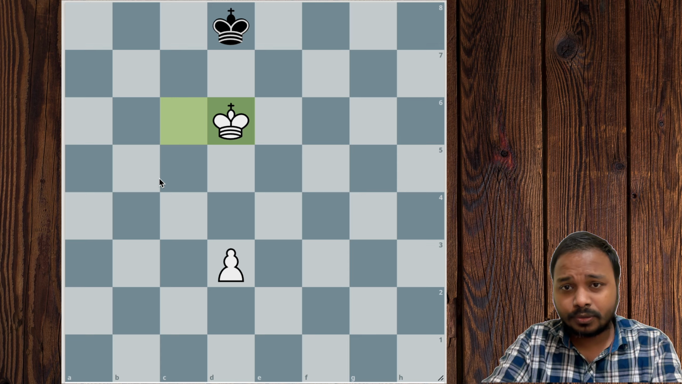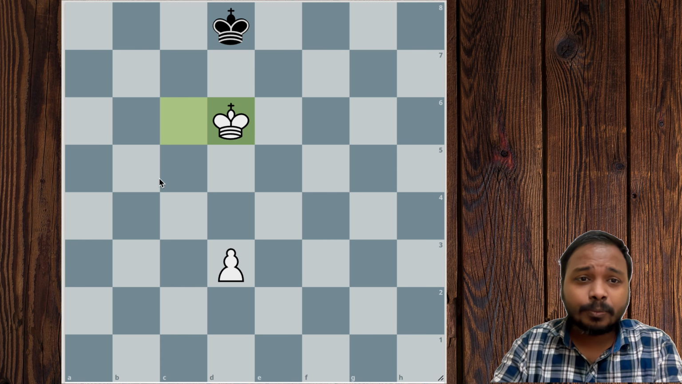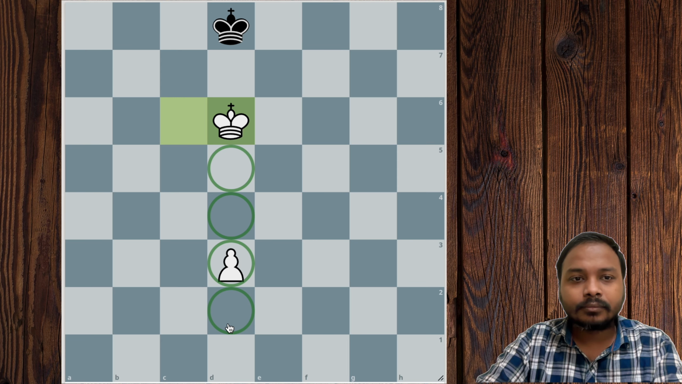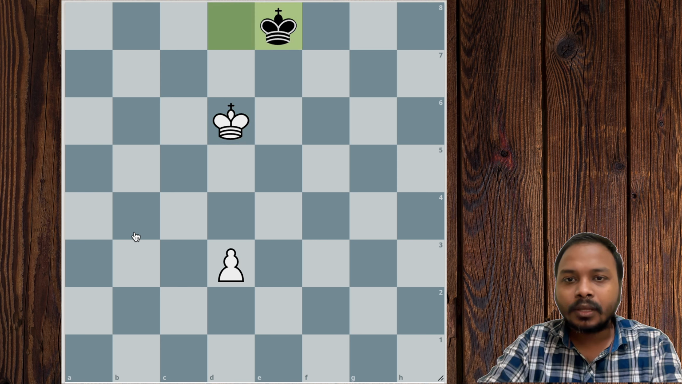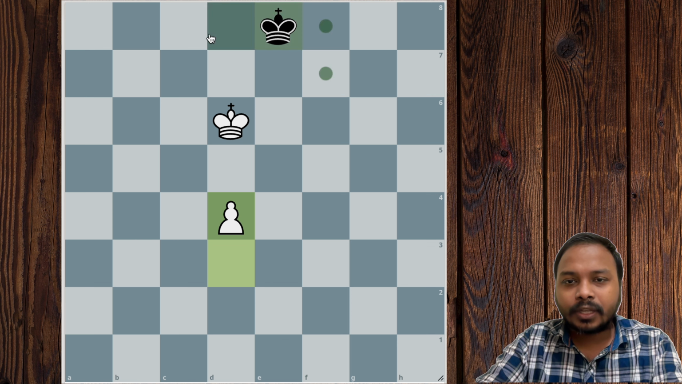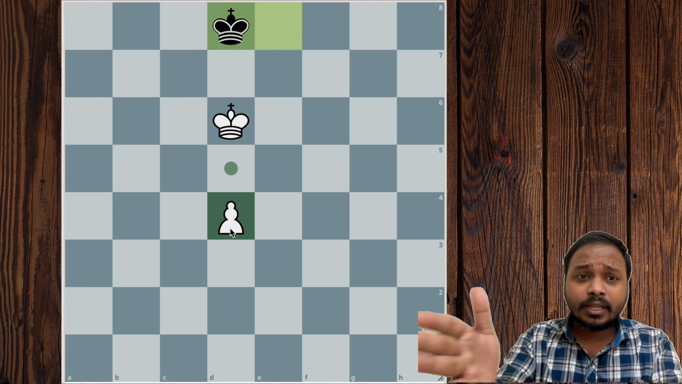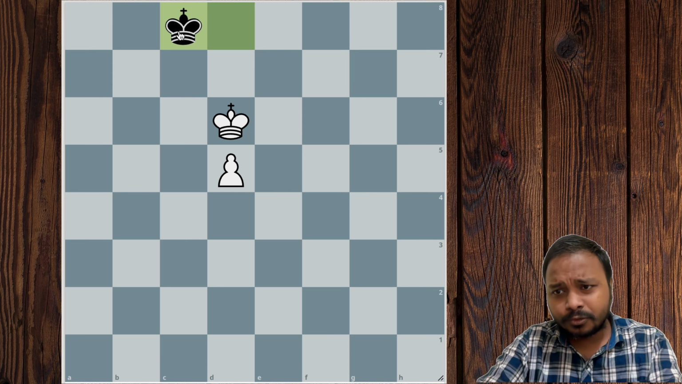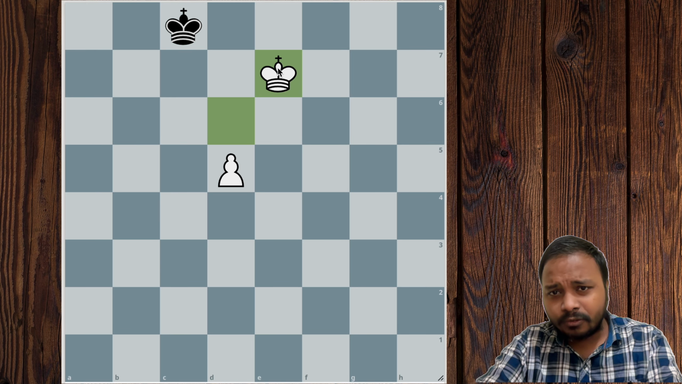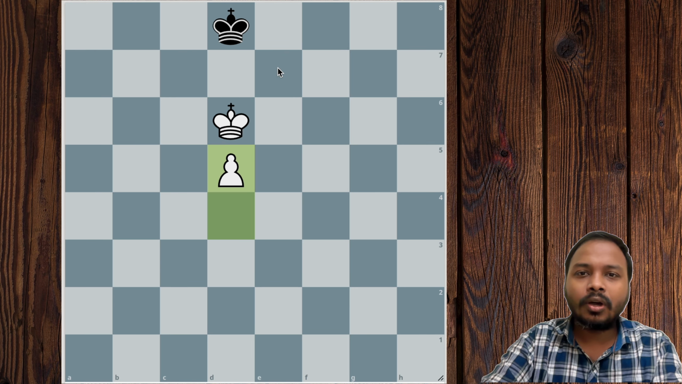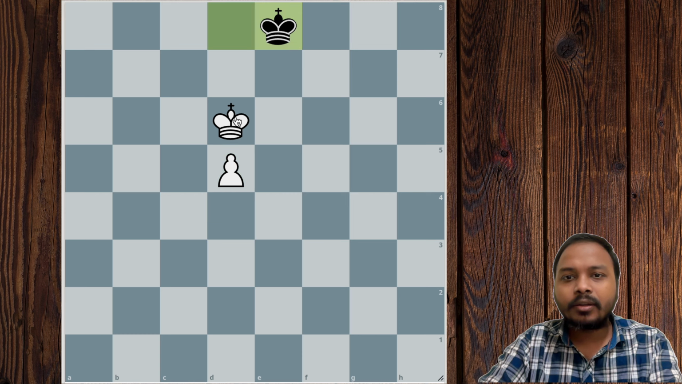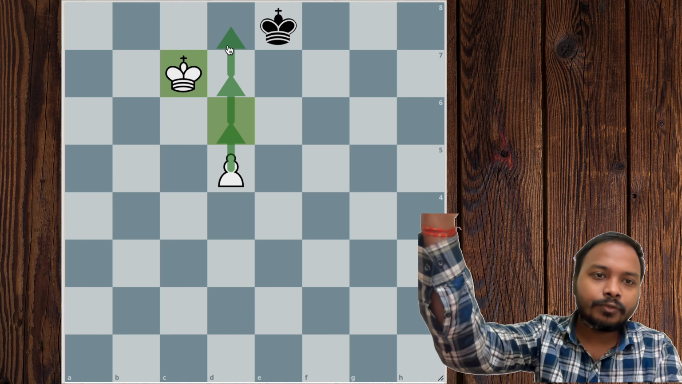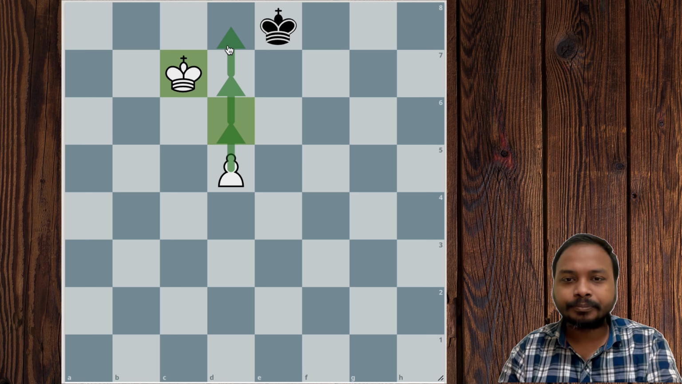Same in this position also. If this position is white to play, it's a win. Black to play, it's a win. No matter where the pawn is, it's a win for white. And after the king moves here, you will see black is taking the opposition, no problem. And if he moves to c8, once again the outflanking will come. Or if he moves to e8, the outflanking comes and the pawn will just move for the promotion.